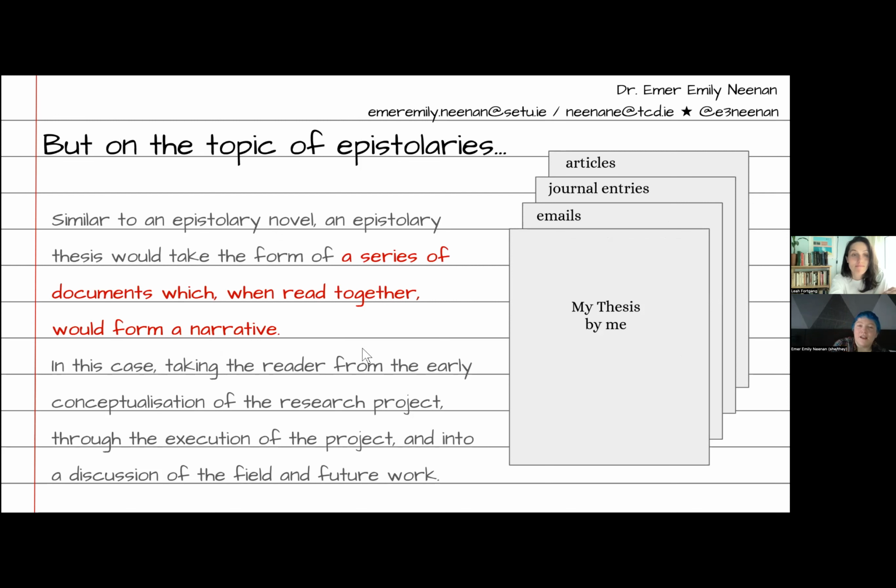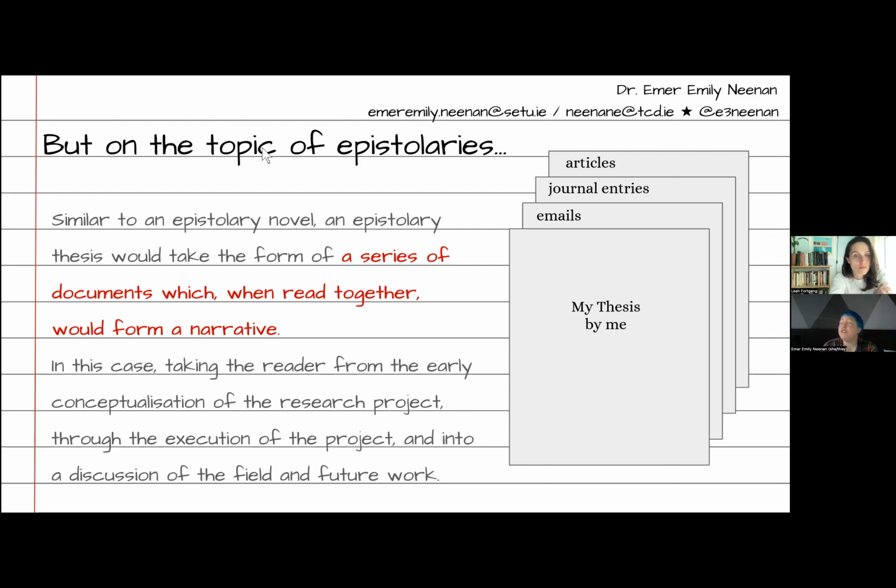So on the topic of epistolaries, because that's what the letters back and forth were, the idea of an epistolary thesis would be a series of documents which, when you read them together, form a narrative of the research. So an epistolary thesis would take you through the research from start to finish through a series of documents that you would read, like letters and papers and emails and stuff.